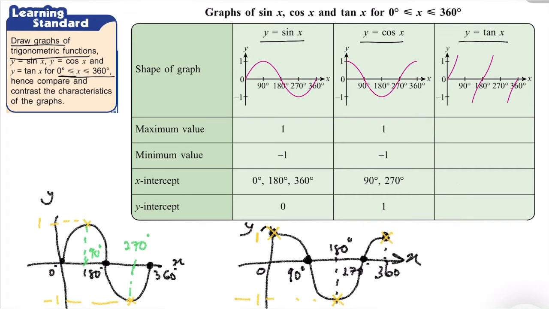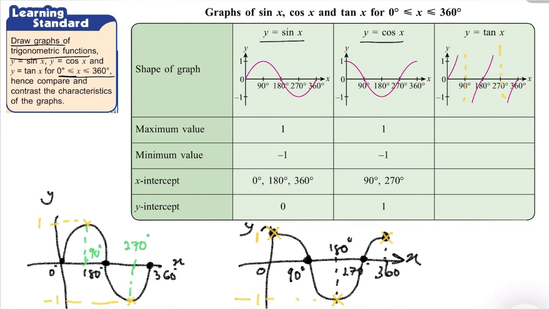Okay, then we have a look at y equals to tangent x graph. So first, we need to know that we have 3 sections here, 1, 2, and 3. Okay, at the first section, my graph go up from 0 degree and above, but it doesn't touch the yellow line of 90 degree.